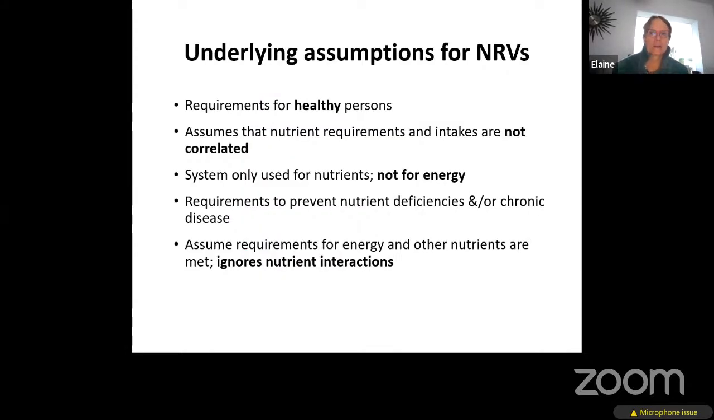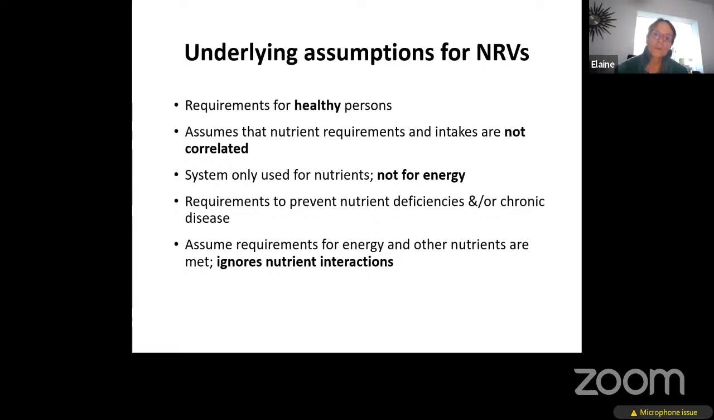So the underlying assumptions for this system are that the requirements are for healthy people. So they're not requirements for people that may have a malabsorption syndrome, for example. They assume that nutrient requirements and intakes are not correlated. Energy intakes are correlated to your requirement, so we handle energy quite differently than we do nutrients, because the assumption there is, if I've got a high dietary iron requirement, for example, I'm not motivated to eat high iron foods, so they're not correlated at all. And this is why we don't use the system for energy.